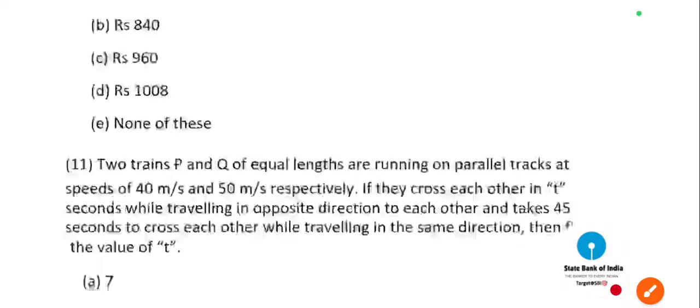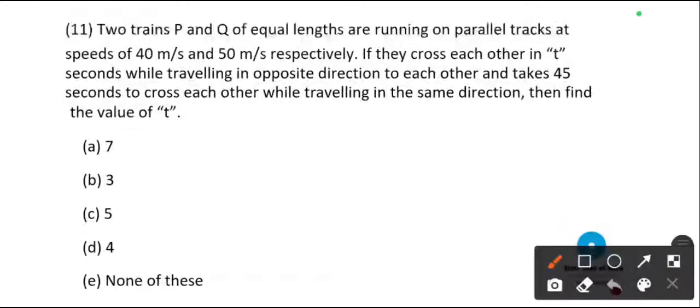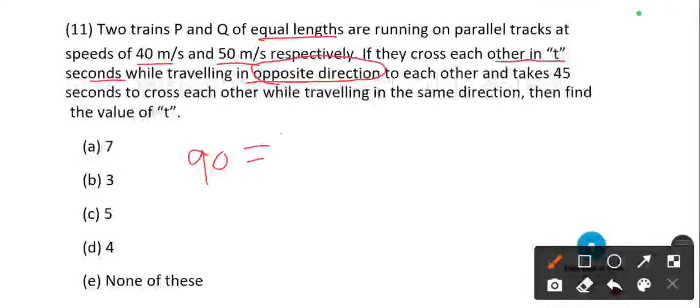Next question. Let's see this one. Two trains of equal length are running on parallel tracks at a speed of 40 and 50 meters per second. If they cross each other in t seconds while traveling in opposite direction. Opposite direction, relative speed will be the sum of the speeds, which will be 90 meters per second. Speed equals distance of two trains. Let's take the length as x, so 2x in t seconds.